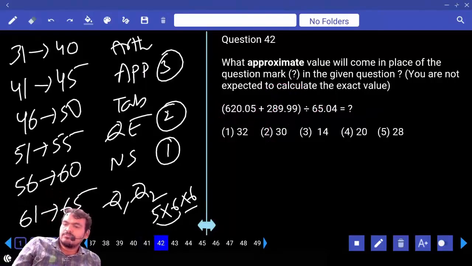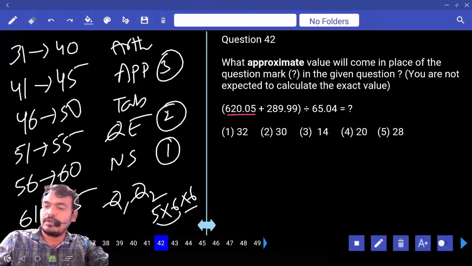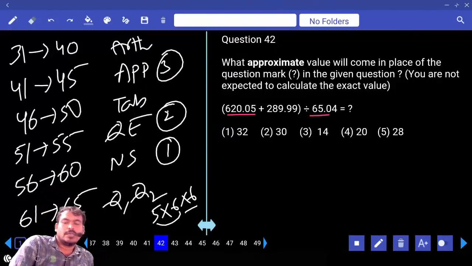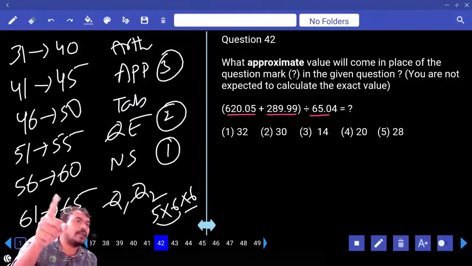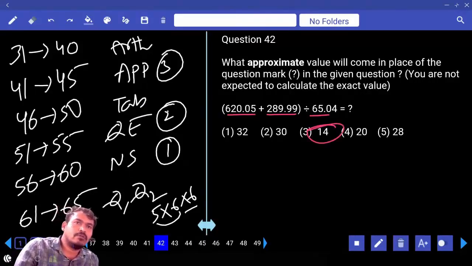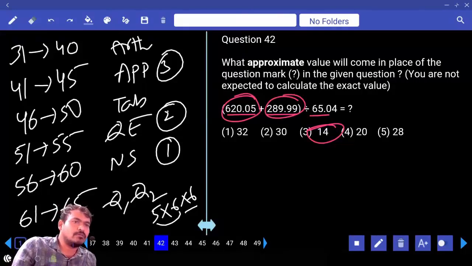Next, 42. What is the one of the values? 620. Denominator 65. What is 10 times 65? 650. But the second one is less than 10 times or more than 10 times? Less than 10 times. Then the answer will be 10 plus 10, less than 20 times, or not? Only one option, or not? 620 is the 10 times value. 289 is less than 10 times, or not? Then the answer must be less than 20 times, or not? How many options? Only one, or not?